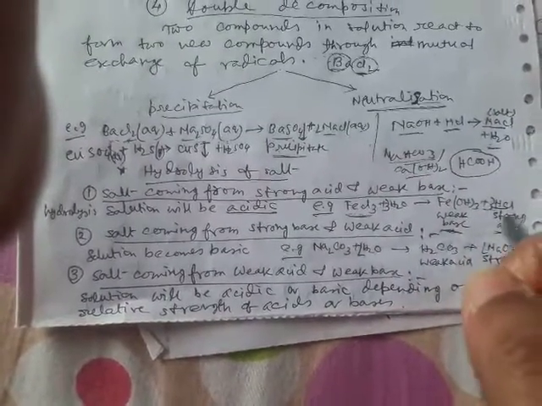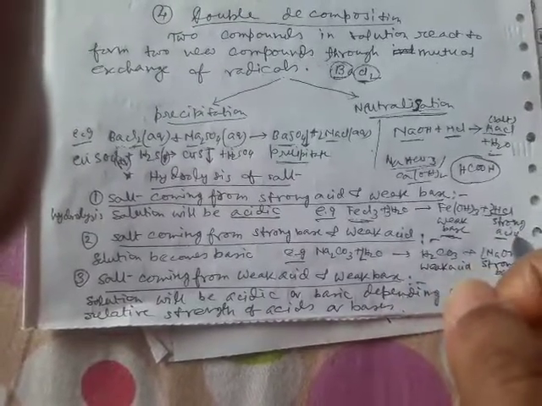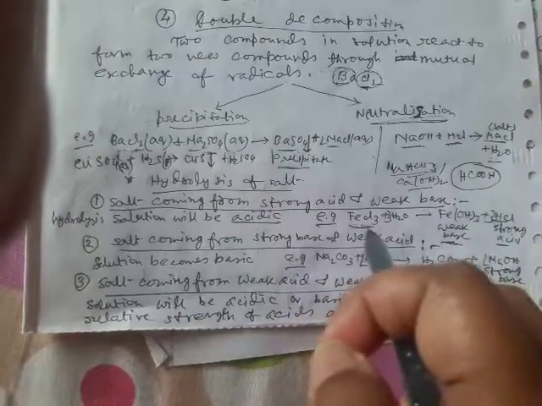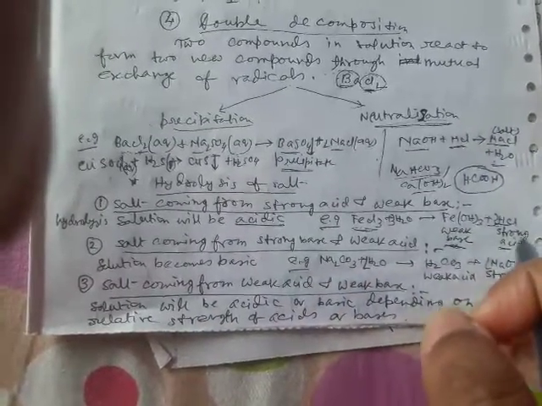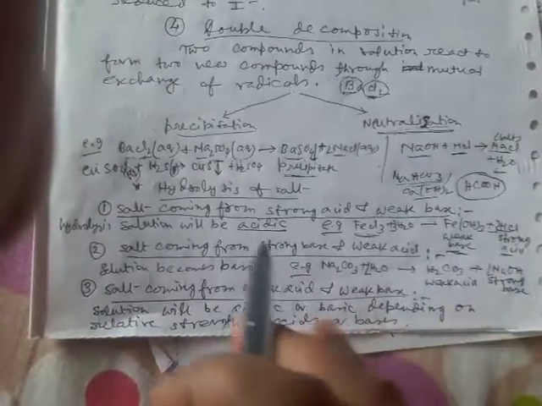As the acid strength here is higher than the basic strength, the solution gets acidic. So hydrolysis of ferric chloride gives an acidic solution, that is, the blue litmus paper becomes red.